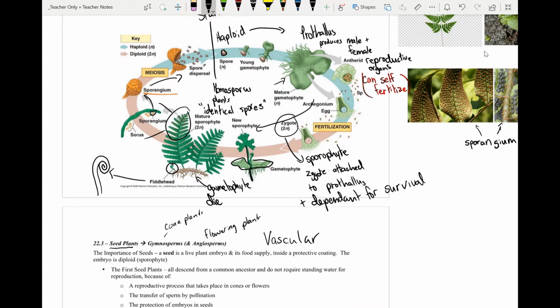So a lot of what I'm going to be doing is just comparing to other types of plants. We basically have the framework. We know about haploid, we know about diploid, we know about gametophyte and sporophyte, so I'm going to be using these terms a lot more fluidly, and we're going to dive right into these two types of plants.